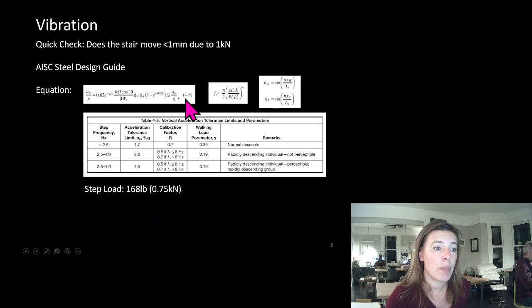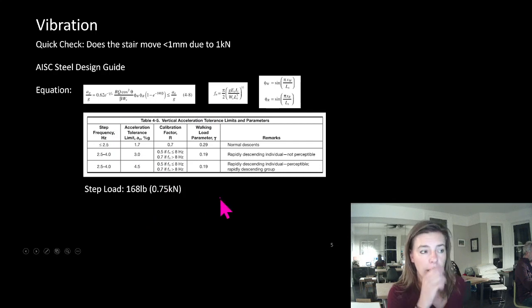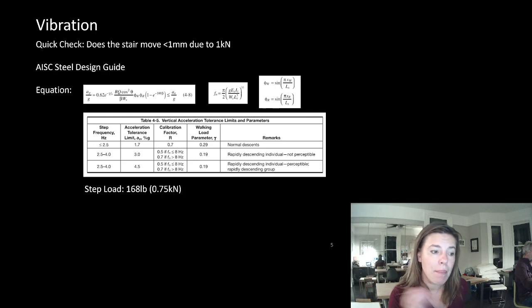The code is set up in imperial. It's not even a code, it's a vibration guide is more the way I would refer to it. So it's not like a life safety issue where it must be met, but it should be met. We have had ones where we have met this criteria and still we had an owner come back very, very angry saying that their stair is very bouncy and they want to sue everyone in creation.